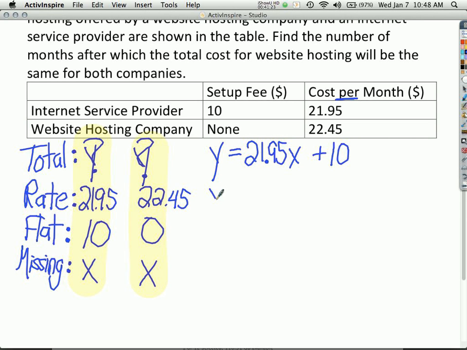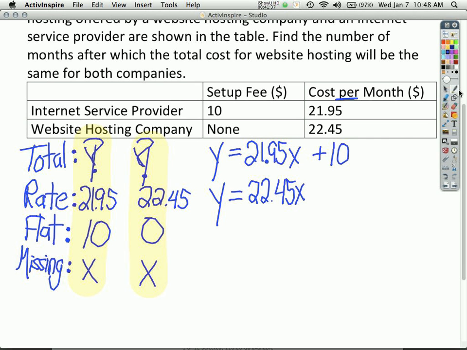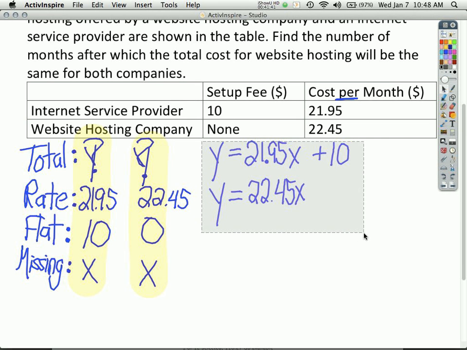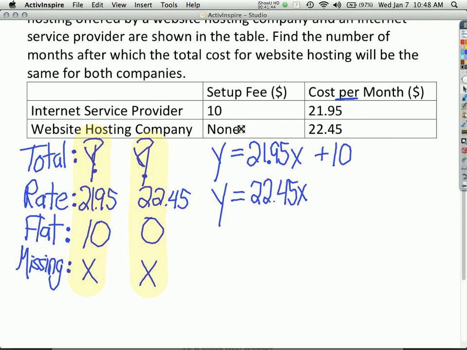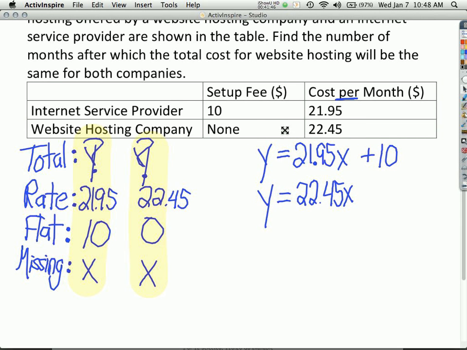And then we've got y equals 22.45x plus nothing, but we don't need to write that. And so now we have a system that we can solve. So now I don't have that giant table that I was trying to use.